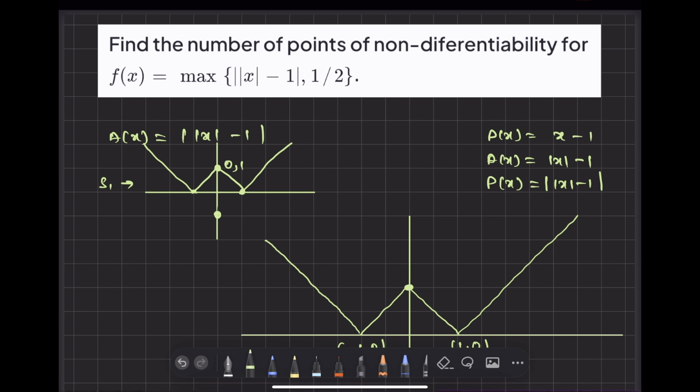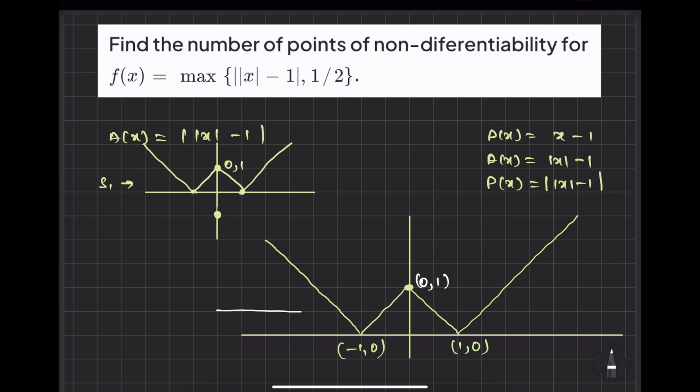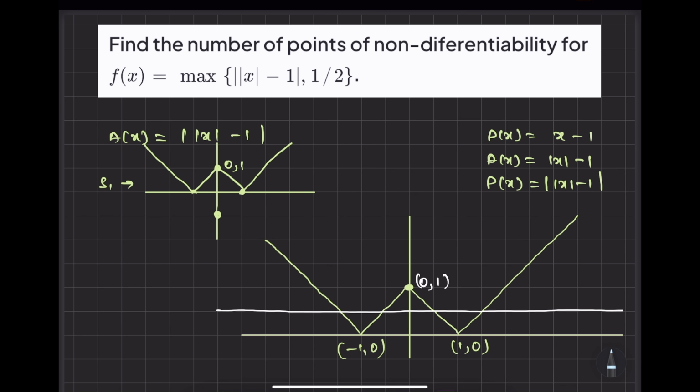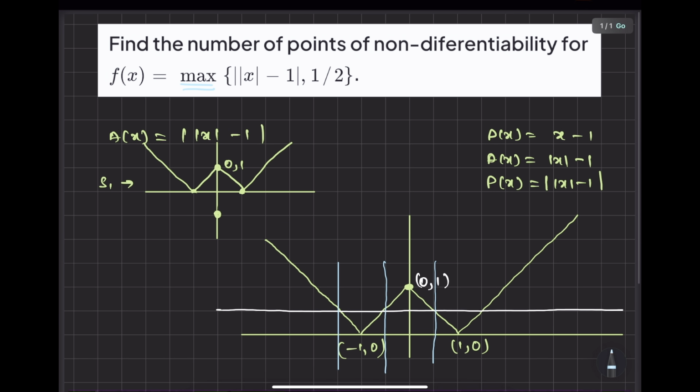Now try to draw the graph of the next function. The next function is 1 by 2. Okay, so it was 0 comma 1, so 1 by 2 is here, correct? So this is your 1 by 2. Now look at this, what is the required graph? So you have broken everything down into so many pieces. You know that you will consider the maximum. So in this region, look at this. You have already broken your function down into so many pieces.